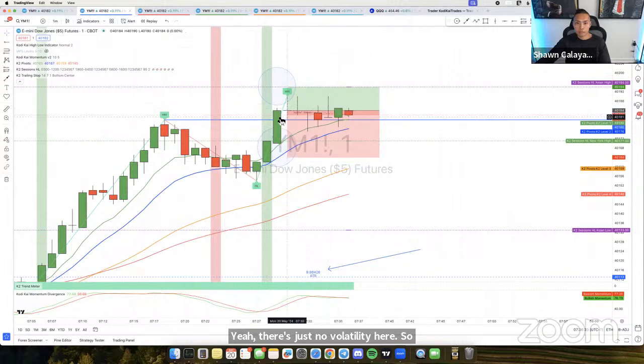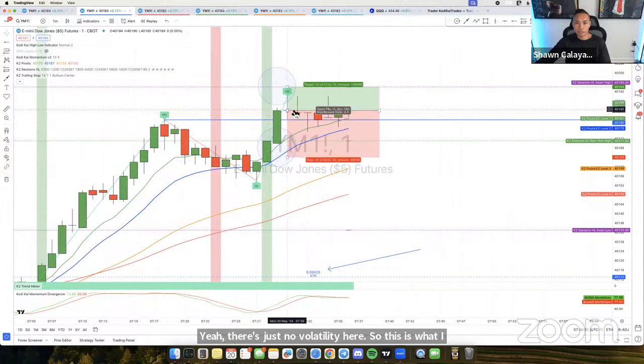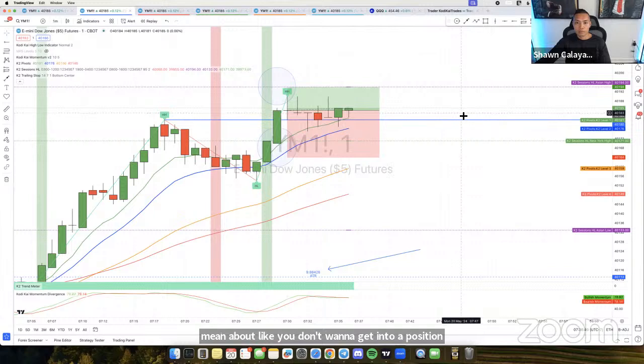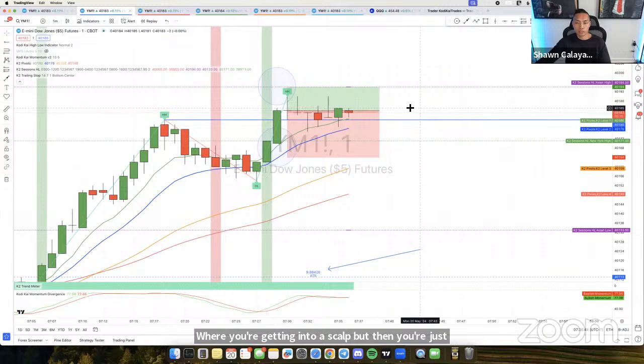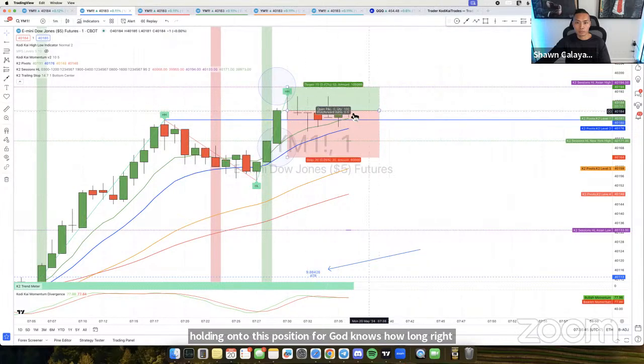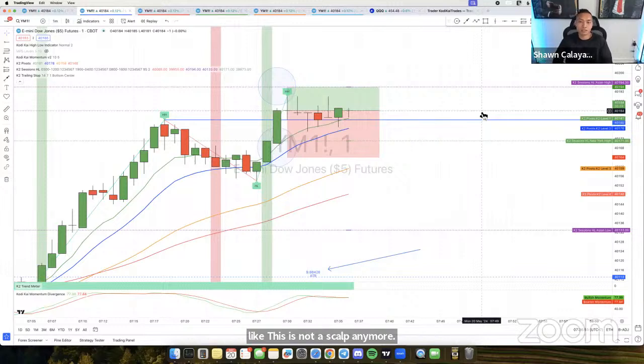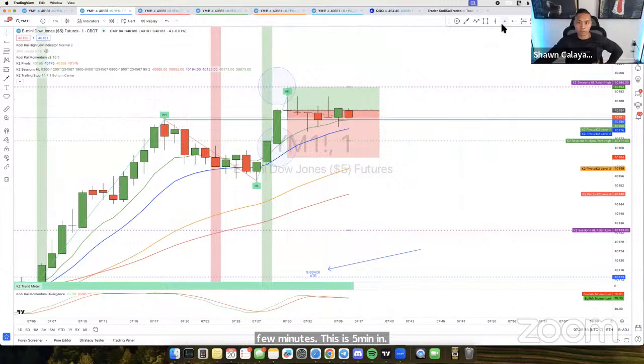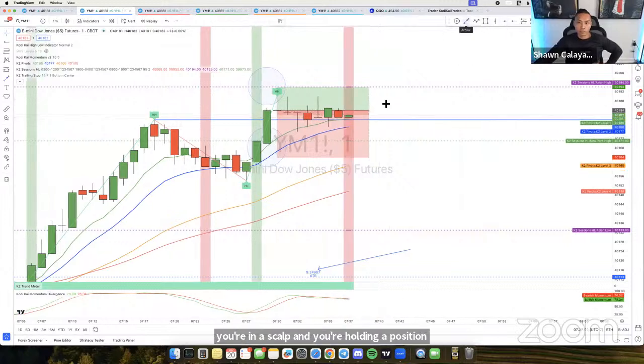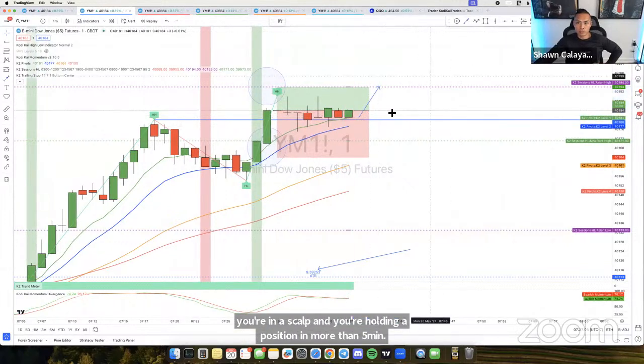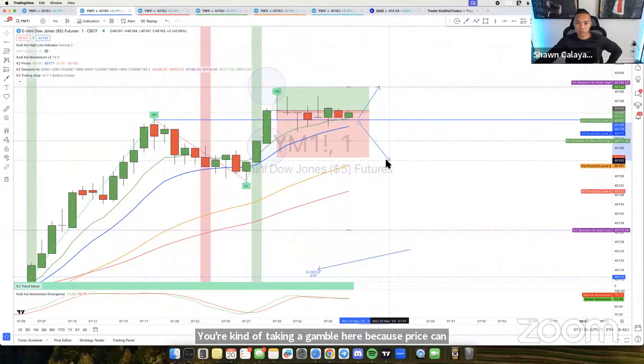So this is what I mean about, you don't want to get into a position where you're getting into a scalp, but then you're just holding on to this position for God knows how long. This is not a scalp anymore. A scalp is supposed to be in and out within a few seconds, a few minutes. This is 5 minutes in. So at this point, you're kind of tossing the coin. If you're in a scalp and you're holding a position more than 5 minutes, you're taking a gamble here because price can easily go up to your TP or can easily come down super hard.